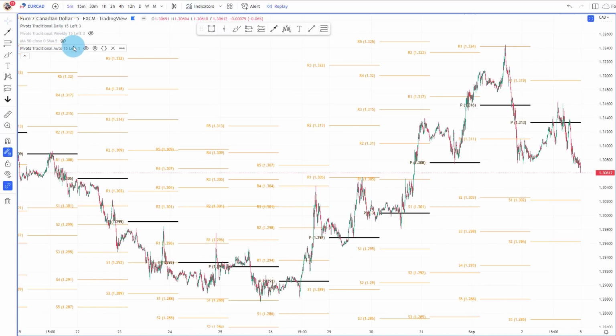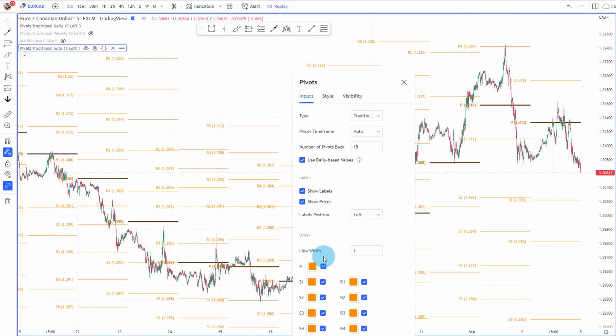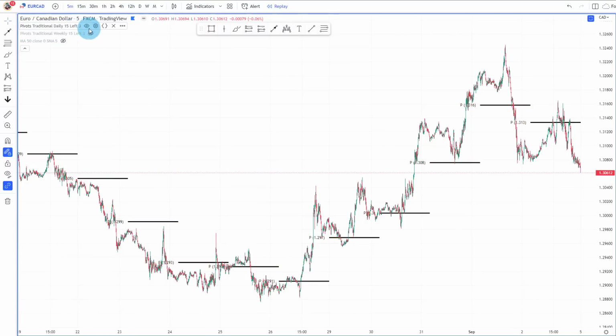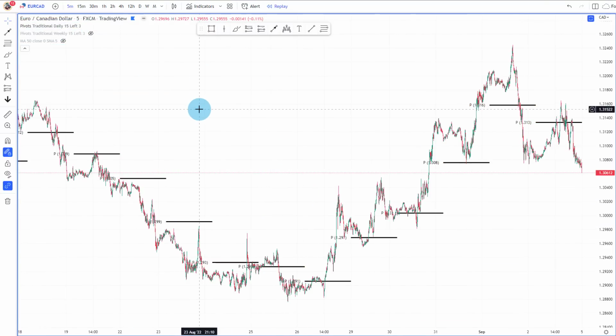Then you just open the settings, and under input, you deselect everything from S1 until S5. You also deselect all the R levels and only remain with the pivot. And then it will look like here, this pivot. You can see only pivot, and that's the black line. And the pivot is so important because it helps us understand trend direction.